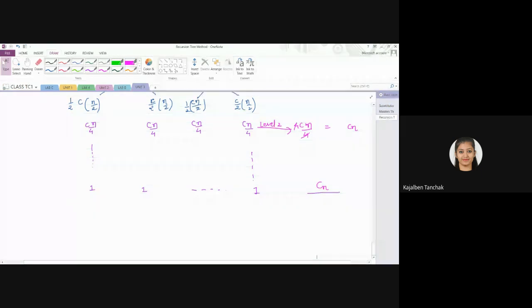Now, how do we do the process? So next we have to find the cost. So next thing you have to find is the depth of the tree. So here we are going to consider the size of the subproblem. So n by 2 raised to i equals 1. So 2 raised to i will come here. Apply log on both sides.